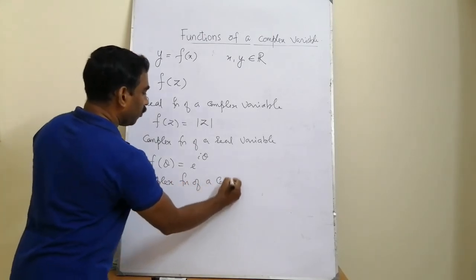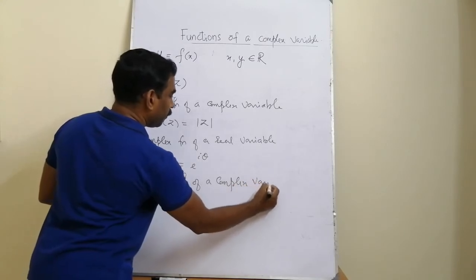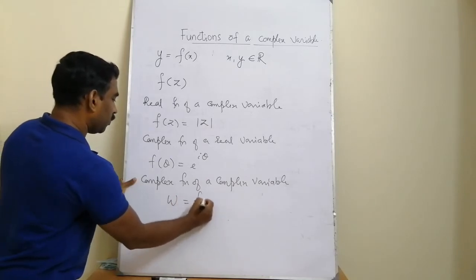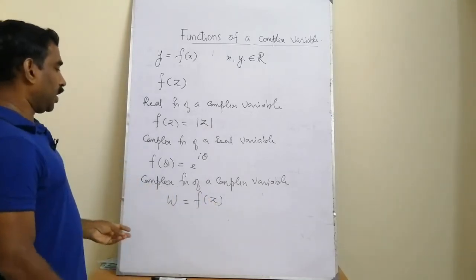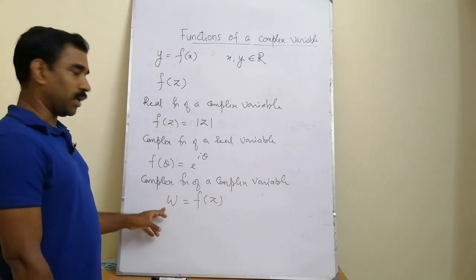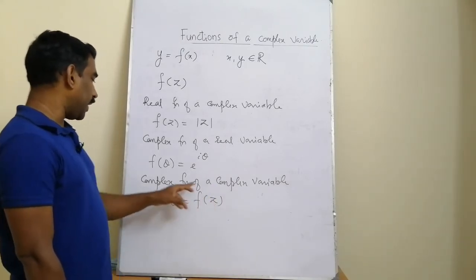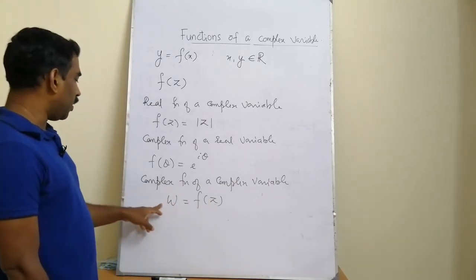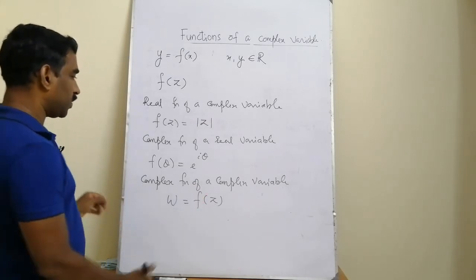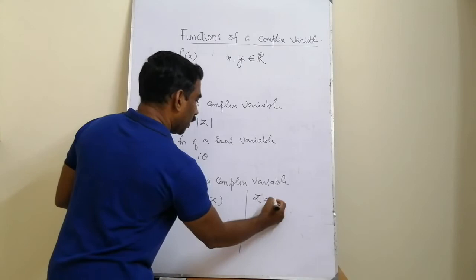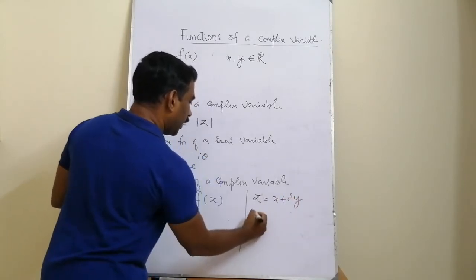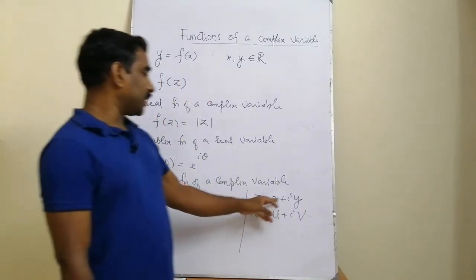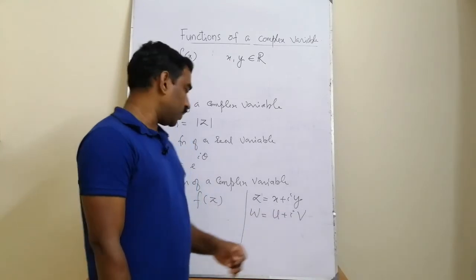Complex function of a complex variable. That is usually denoted by w is equal to f of z. Here both the input variable and the output variable are complex numbers. The input variable is z and the output variable is another complex number, say w. So both input variable z and output variable w have real and imaginary parts, where z is of the form x plus iy and w is another complex number of the form u plus iv. Here x and y are real numbers, u and v are real numbers.